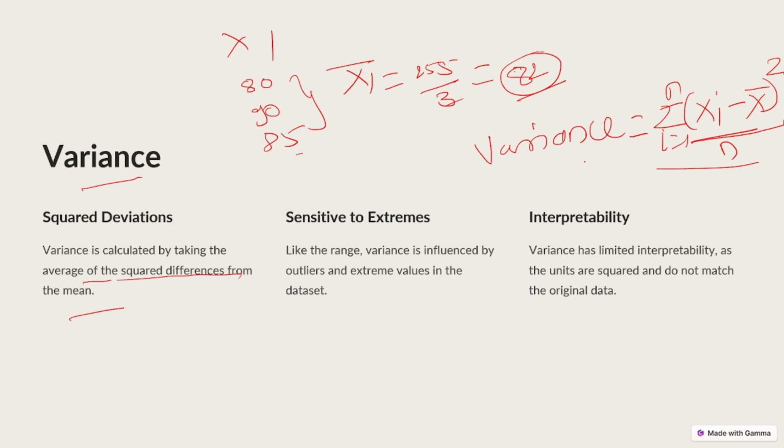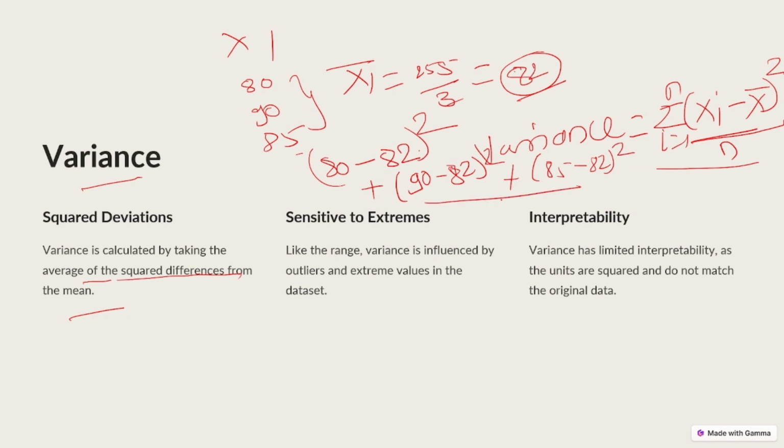It's our variance formula. It means these values, for example, our value is 80 minus our mean 82, whatever. You square these terms. Similarly, you add 90 minus 82 squared plus 85 minus 82 squared. Whatever value comes, divide by your 3. So you will get the variance value. It tells you how far your values are from the mean. But it is also sensitive to outliers.